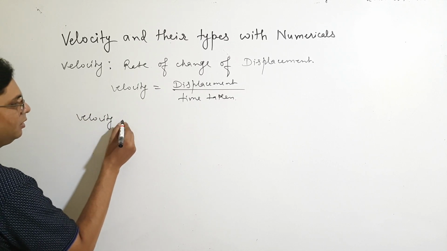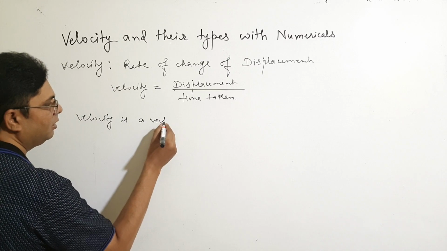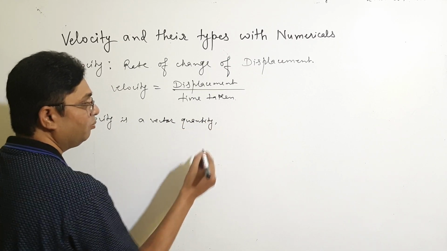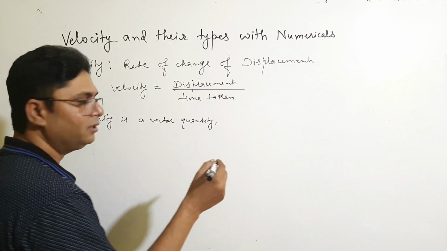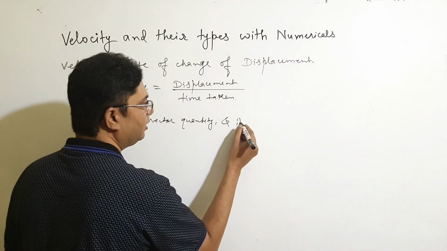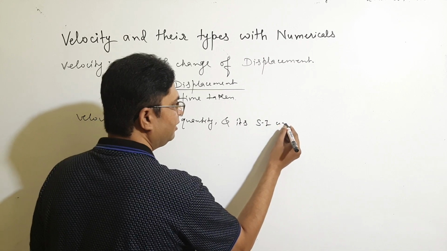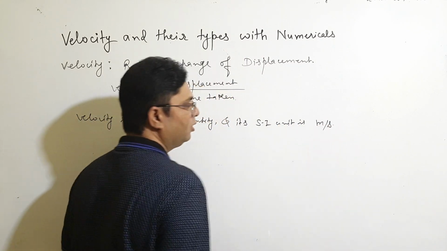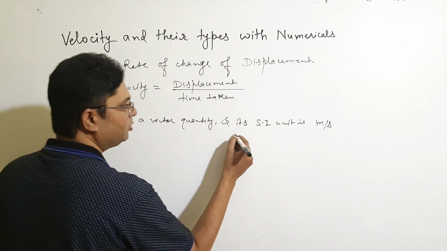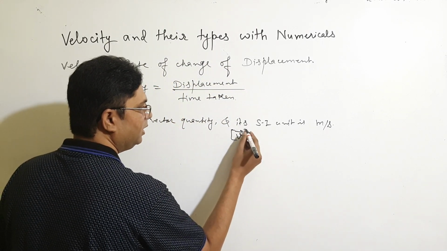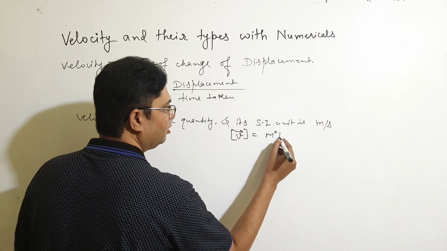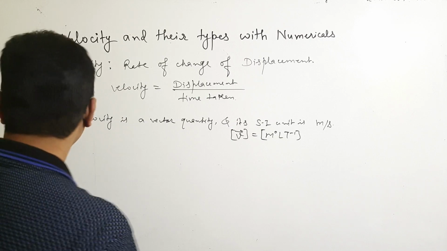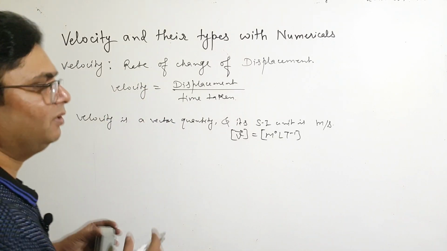Velocity is a vector quantity because displacement is a vector, and its SI unit is meter per second. When you talk about the dimension of velocity, this is M^0 L T^-1. This is the dimension of velocity. Thus you have learned what is velocity.